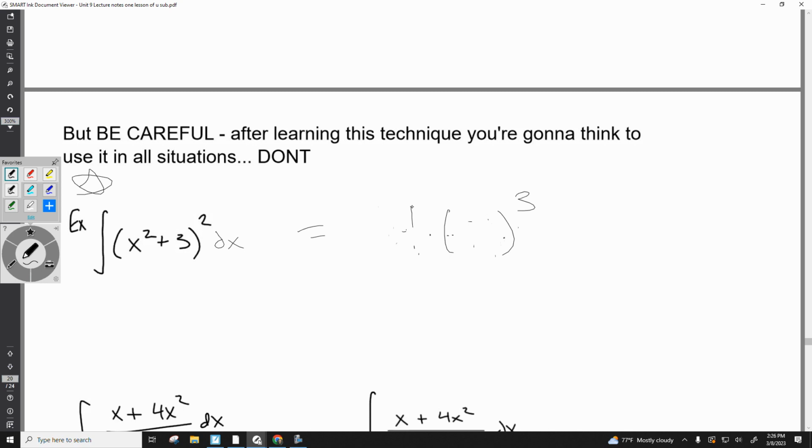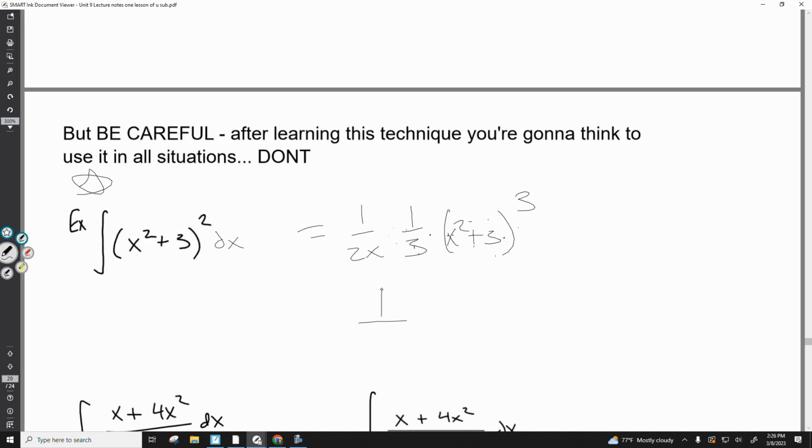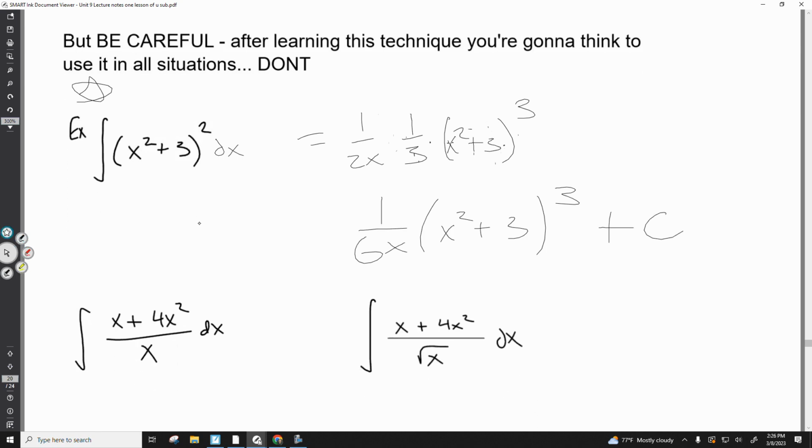I want you to get the following: a 1 over 2x, a 1 over 3, to get 1 over 6x times x squared plus 3 cubed. Let's see. What is different about the answer that I just put down compared to all of the other answers we've gotten for all of these antiderivatives? It's a product.